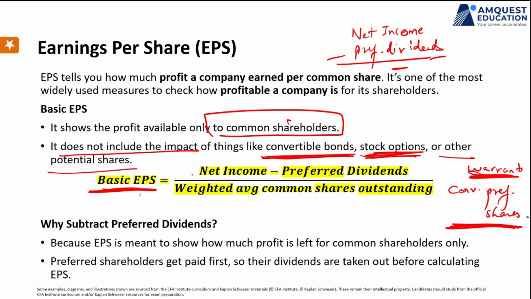Also, preferred shareholders get paid first. They are paid money first. Then any dividend left over is available for common shareholders. So preferred dividends have to be subtracted before we calculate basic EPS, which is applicable to a common shareholder. So the basic EPS definition is very easy: net income minus preferred dividends divided by weighted average common shares outstanding.